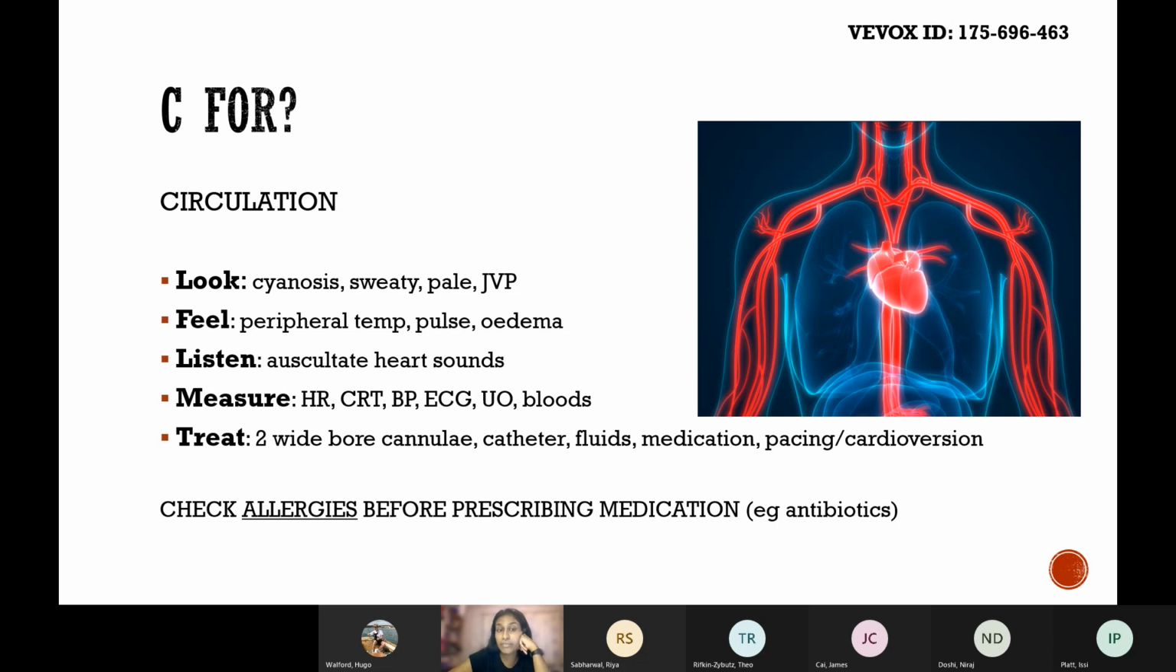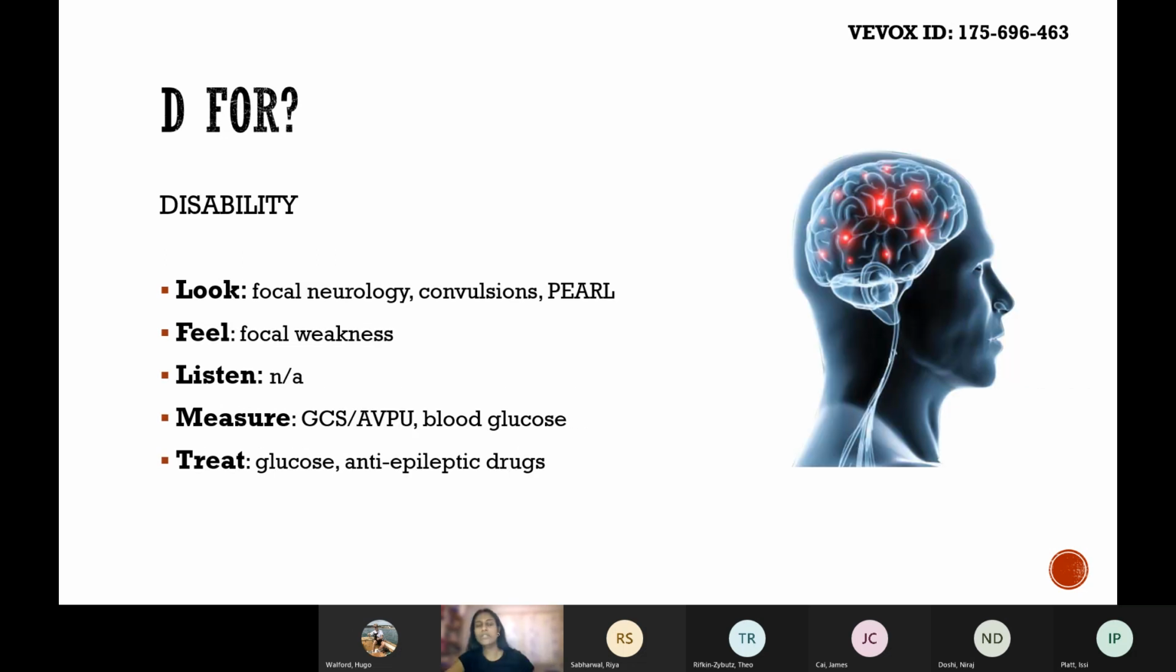Allergies, fantastic, thanks Ria. So make sure that you're checking the allergies before any sort of medication, especially if you might be giving broad spectrum antibiotics. At that point, you need to be checking for things like penicillin allergy. Right, we're going to speed through the rest.